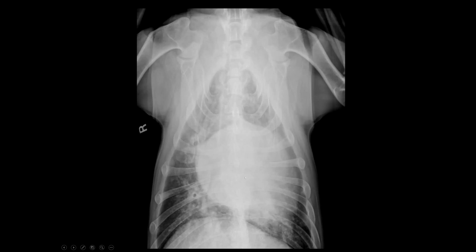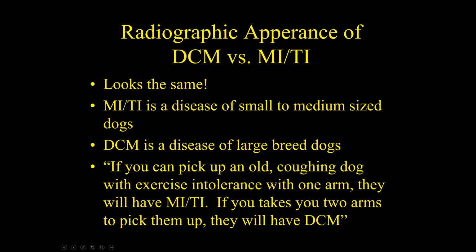Same thing on the VD view. Some kind of a big left atrium between the bronchi, right side of the heart's big, and all of this busyness, this interstitial stuff, this patchy, fluffy stuff in the lungs is due to pulmonary edema. So again, the radiographic appearance of dilated cardiomyopathy and mitral insufficiency, it's the same.